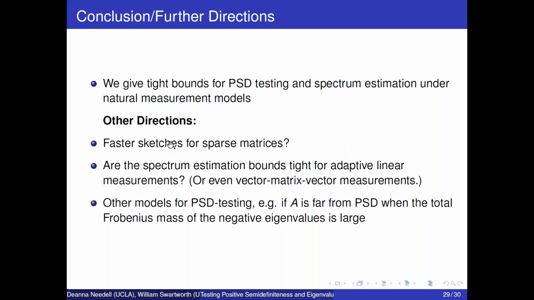This is an important open question because if your matrix A itself is sparse, you might want algorithms that depend on the sparsity of your input matrix. Very fast algorithms. Other things that we don't really know: if our spectrum estimation bounds are tight for adaptive measurements. Okay, so we have a non-adaptive sketching algorithm. And you could also consider other, more general models for PSD testing. Instead of having one large negative eigenvalue that you're trying to detect, maybe you have a lot of small negative eigenvalues. Can you try to find those? And so let me just conclude there.